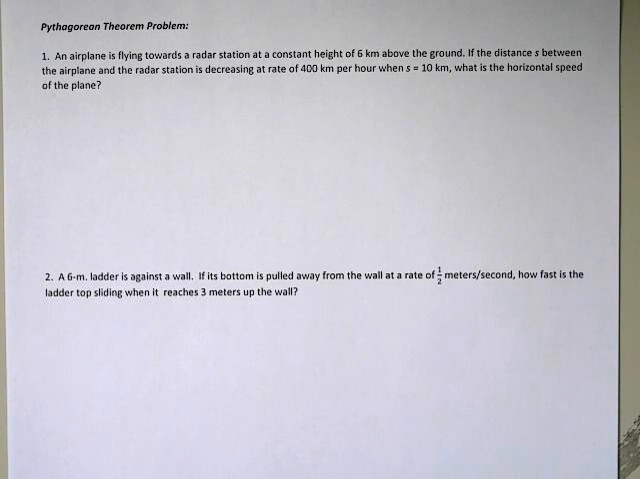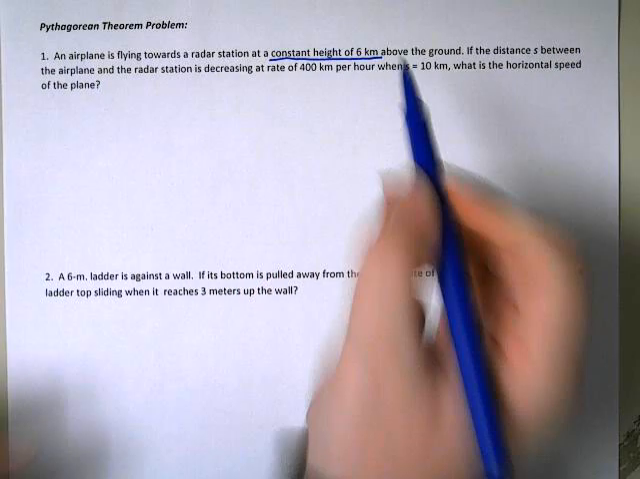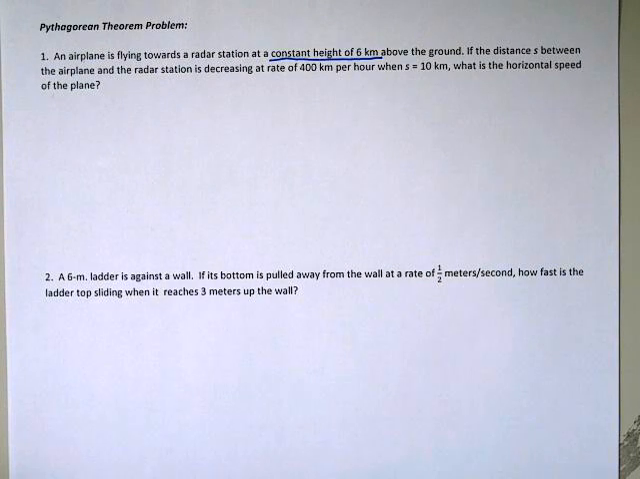An airplane is flying towards a radar station at a constant height of 6 meters above the ground. If the distance s between the airplane and the radar station is decreasing at a rate of 400 kilometers per hour when s is 10 kilometers, what is the horizontal speed of the plane? So let's remind ourselves, the first step we're going to do is draw a detailed and labeled picture.